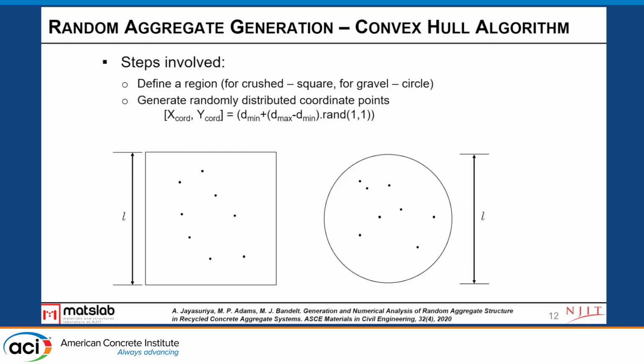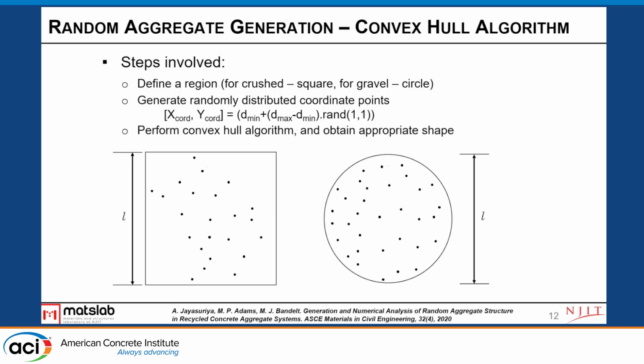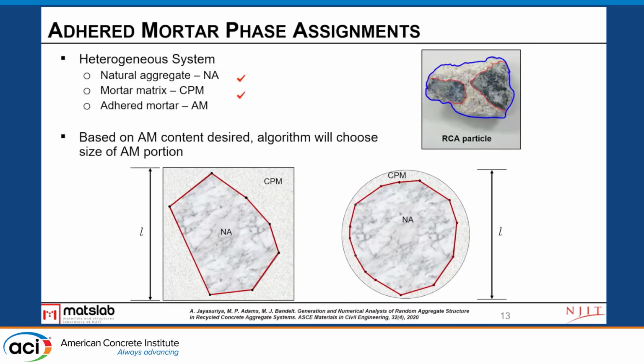You then populate that space with dots. Just fill it up with a random number of dots. And then you perform what's called the convex hull algorithm, where it takes the outer edges and connects those dots. And so when you start with a circle, you end up with a more rounded aggregate. When you start with a square or a rectangle, you end up with a more crushed-like aggregate shape.